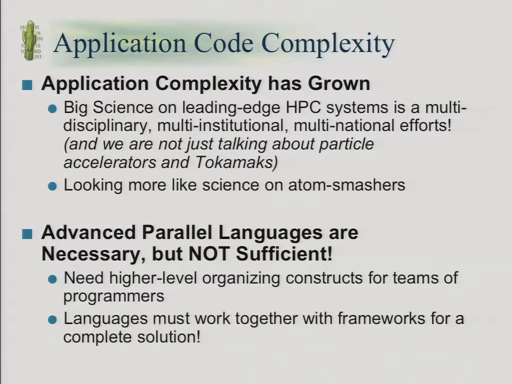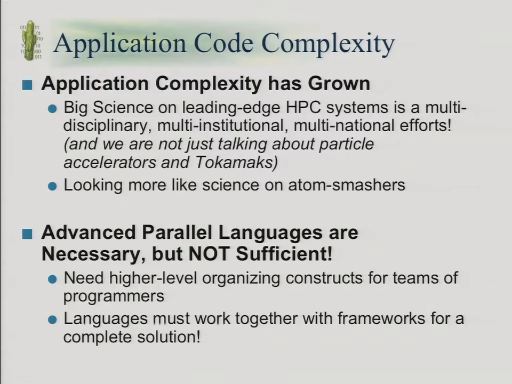And big science in the leading edge HPC systems is multidisciplinary, multi-institutional, multinational efforts. We're not just talking about particle accelerators and tokamaks where you have hundreds of authors in a paper. This is happening with HPC codes. And so, science performed on supercomputers is looking more and more like the kind of science that we used to do with atom smashers. And advanced parallel languages are absolutely necessary for a productive programming environment. They're necessary, but they're not sufficient.